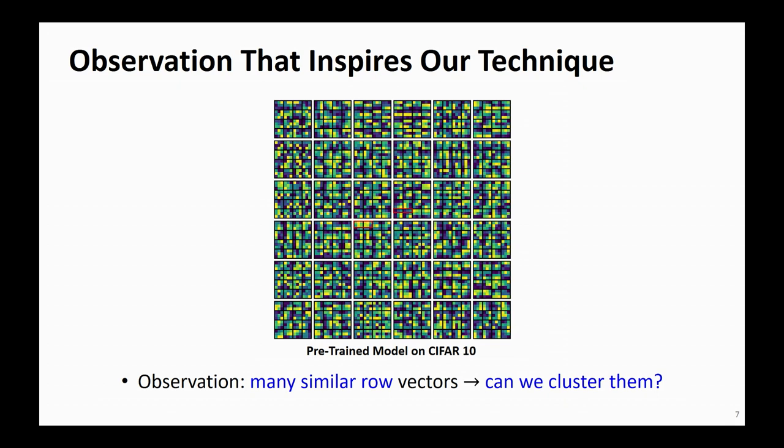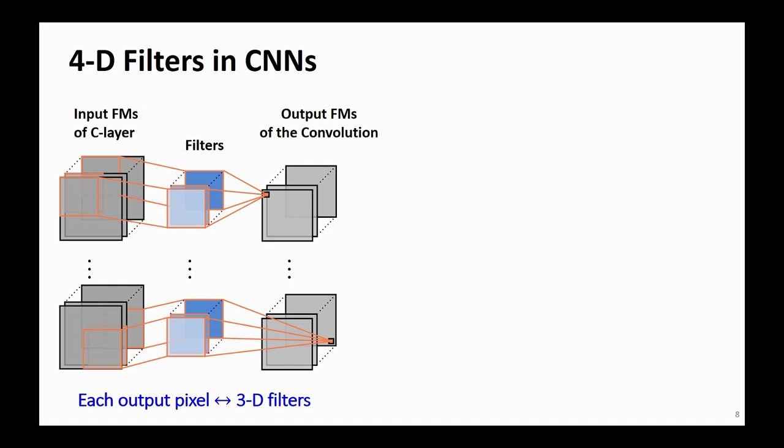This figure shows the flattened filters of a convolutional layer, in which each square stands for one filter. We can see that there are many row vectors that look very similar. So it leads us to think, can we cluster similar row vectors and then store only the centroids of the clusters, rather than storing all the row vectors of the original model? The answer is yes, if we do it properly. In fact, that is what we did in our deep k-means technique. Now, let me introduce our technique.